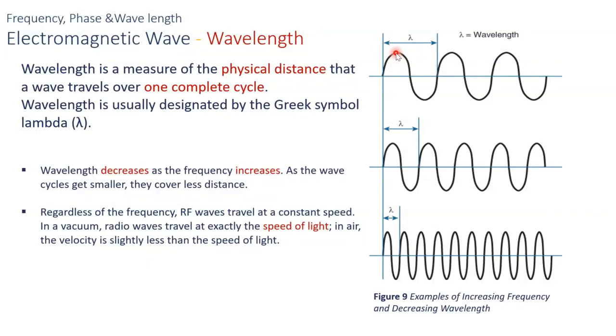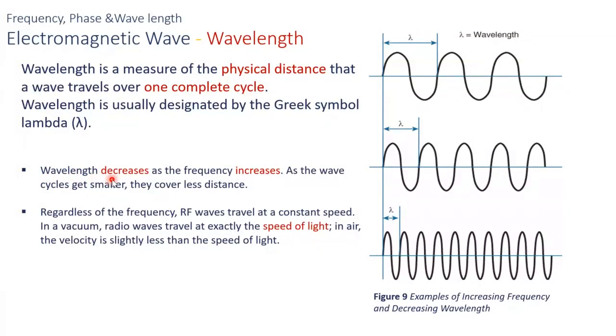Or you can measure from peak to peak. It's the physical distance from peak to peak. This is lambda also. Wavelength is usually designated by the Greek symbol lambda. When we mention lambda, we mean the wavelength.